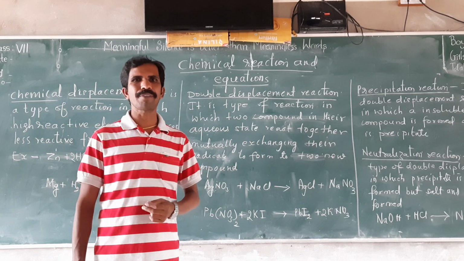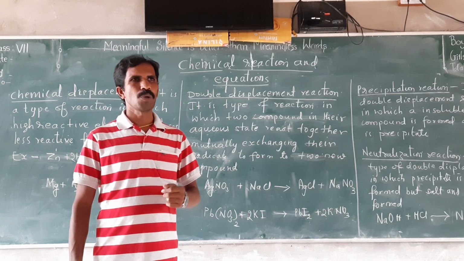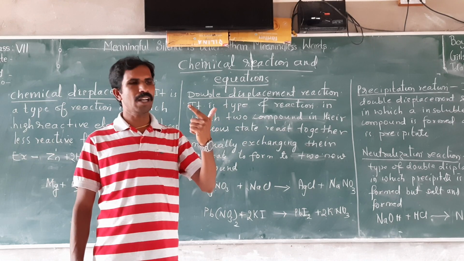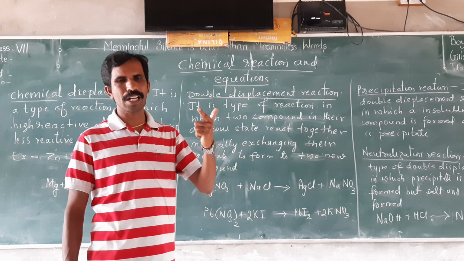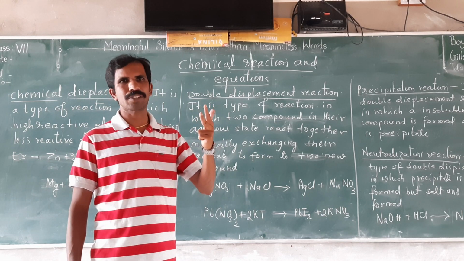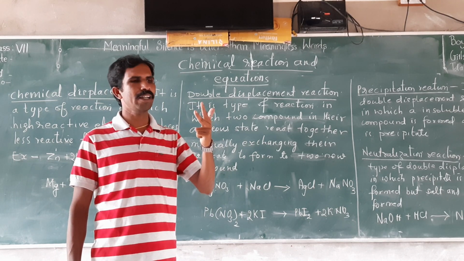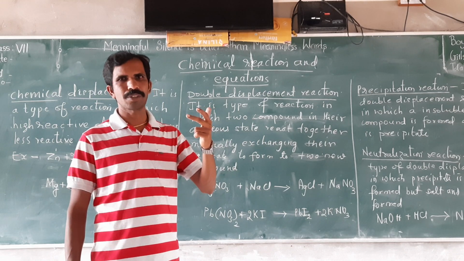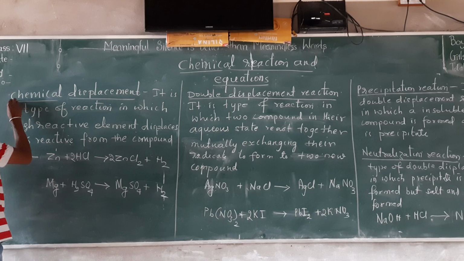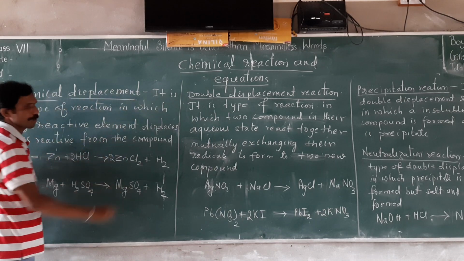There are three types of decomposition reaction. One is thermal decomposition reaction, another is photochemical reaction, other is electrochemical reaction. This we have studied and have given an example also. The next part of the lesson we are going to study about chemical displacement.